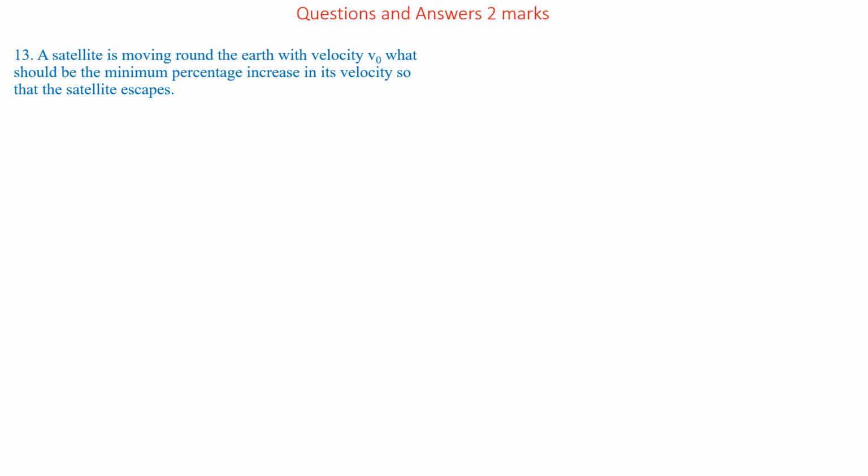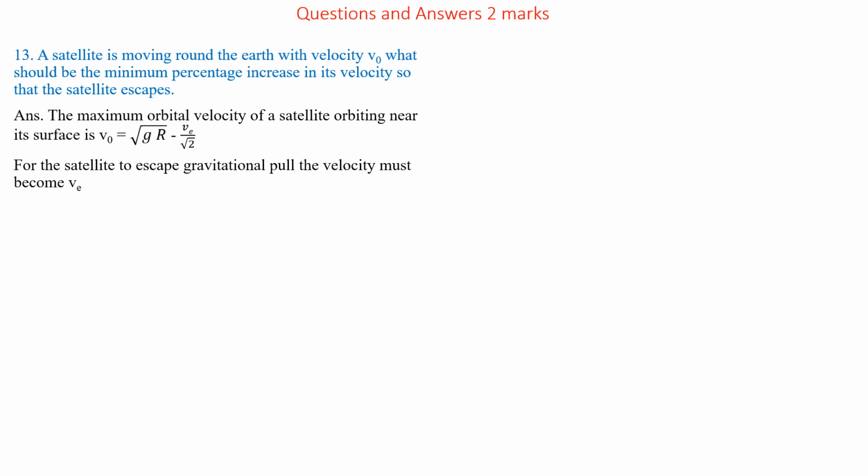Question number 13. A satellite is moving around the Earth with a velocity v0. What should be the minimum percentage increase in its velocity so that the satellite escapes? Answer. The maximum orbital velocity of the satellite orbiting near its surface is given by v0 is equal to square root of g into r, that is ve divided by root 2.